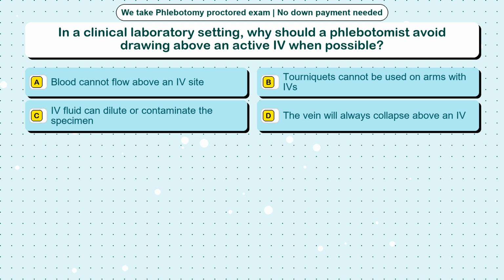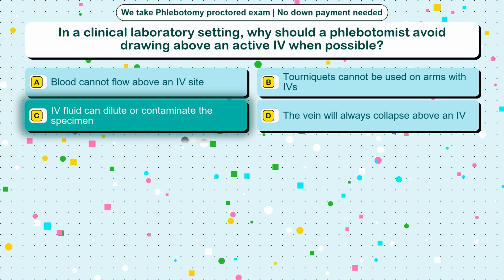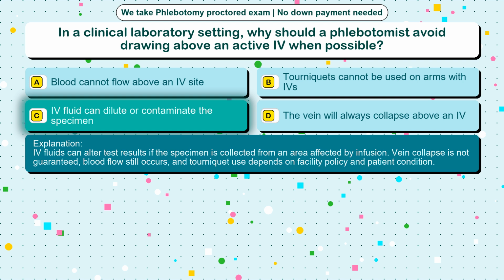Question 43. In a clinical laboratory setting, why should a phlebotomist avoid drawing above an active IV when possible? Option A. Blood cannot flow above an IV site. Option B. Tourniquets cannot be used on arms with IVs. Option C. IV fluid can dilute or contaminate the specimen. Option D. The vein will always collapse above an IV. The correct answer is option C. IV fluid can dilute or contaminate the specimen. IV fluids can alter test results if the specimen is collected from an area affected by infusion. Vein collapse is not guaranteed, blood flow still occurs, and tourniquet use depends on facility policy and patient condition.